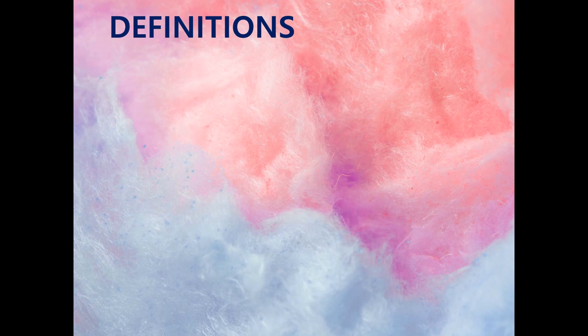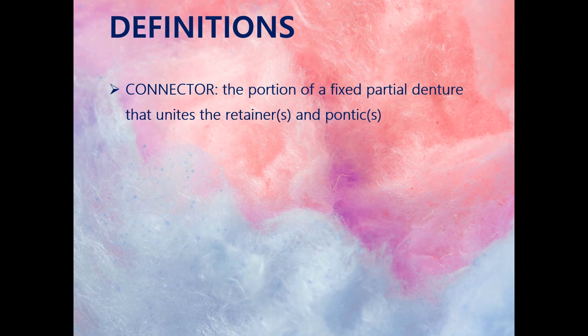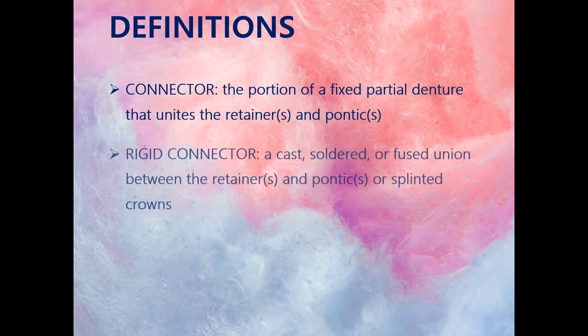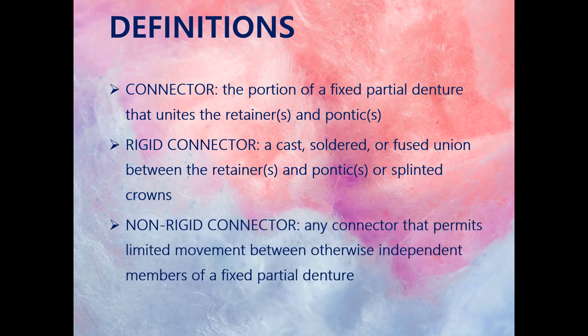Next, let us see the important definitions. So what is a connector? It is a portion of an FPD that unites the retainer and the pontic. A rigid connector is a cast, soldered or fused union between the retainer and pontic or splintered crowns. And a non-rigid connector is any connector that permits limited movement between otherwise independent members of an FPD. So connectors are basically two types: one is the rigid connector and the other one is the non-rigid connector.